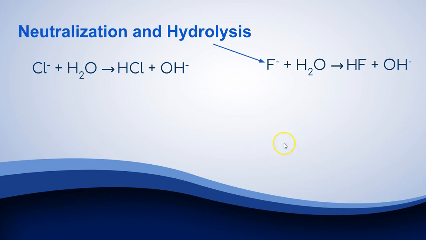This is actually what we call hydrolysis. The chloride ion is not going to pull this off because HCl is a strong acid, so it dissociates completely. This reaction isn't really going to happen, but this one actually would a little bit, and that is going to affect the pH of a salt solution containing that fluoride ion.